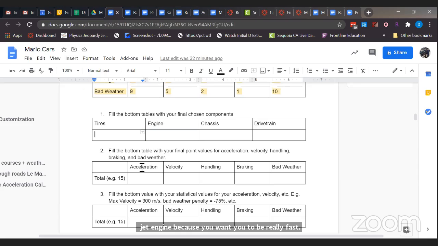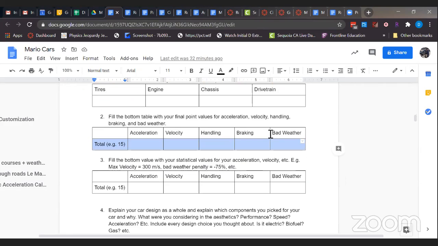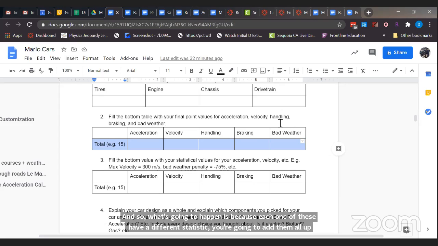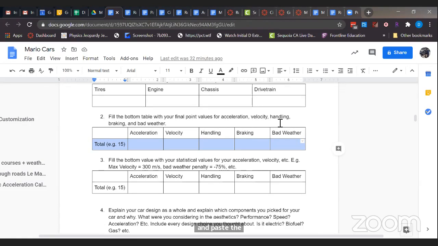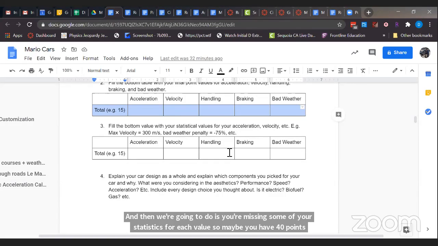And then you're gonna sum up your statistics for each value. So maybe you have 40 points in acceleration, maybe 20 points in velocity, maybe 10 points in handling or something, right? It's up to you what you chose. And then afterwards, you're going to fill in the bottom value with your statistical values for your acceleration. The way I've written this out is that each car has a base value for certain things, and then each point adjusts that value by a little bit.